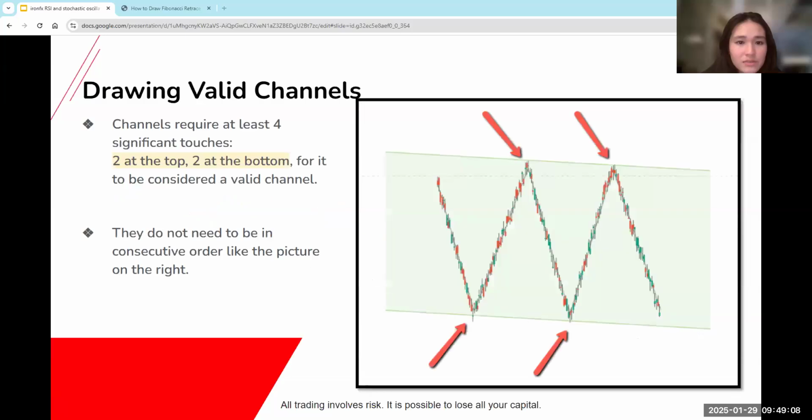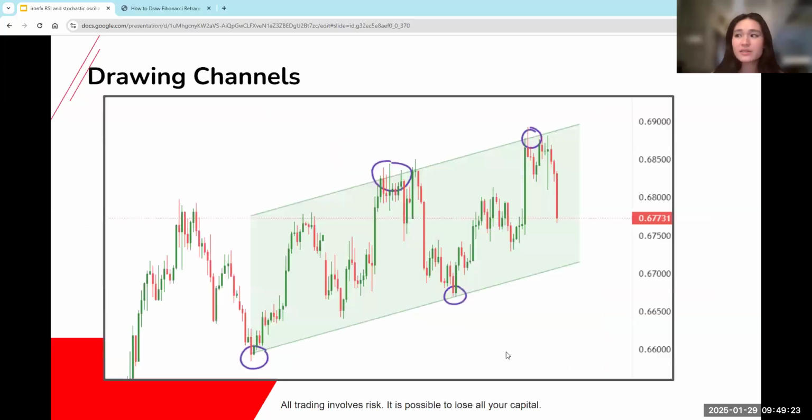Okay, now really quickly we'll go through drawing valid trend channels. Channels require at least 4 touches, 2 at the top and 2 at the bottom, but they don't have to be consecutive like this. So something like that or like this.